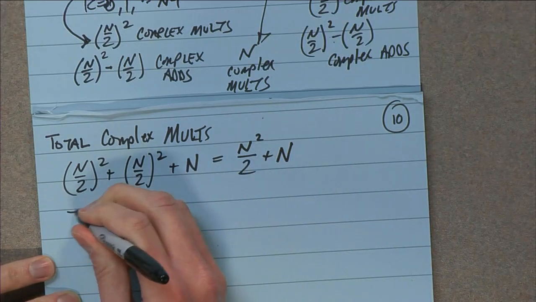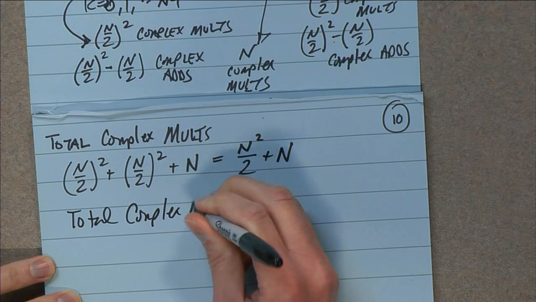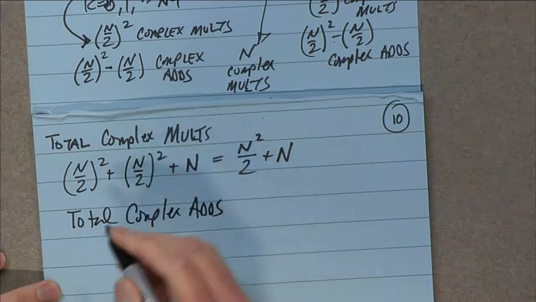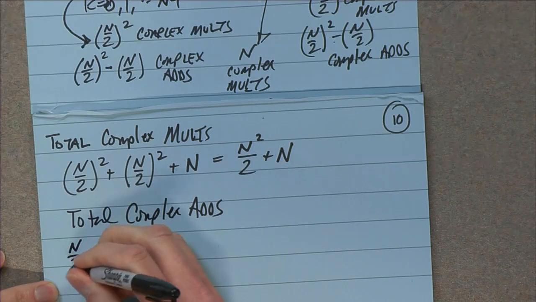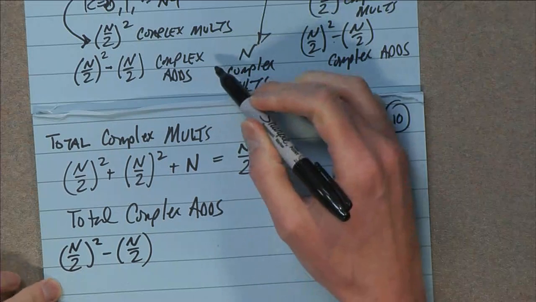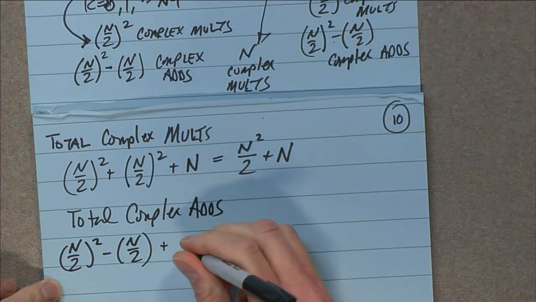Now let's look at the total complex adds. And if we do that, we've got n over 2 squared minus n over 2. And that was just the cost for g of k. But I've got the same cost for h of k, so we've got to tack that on.